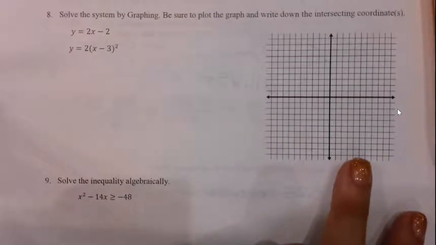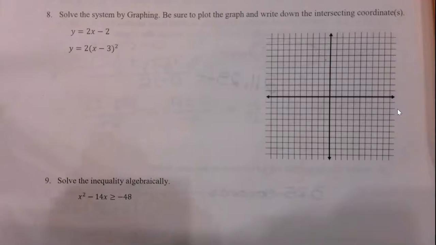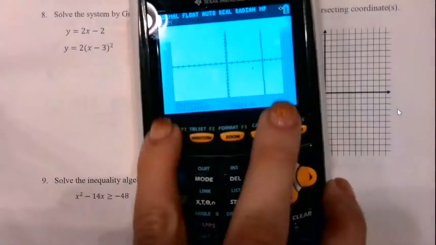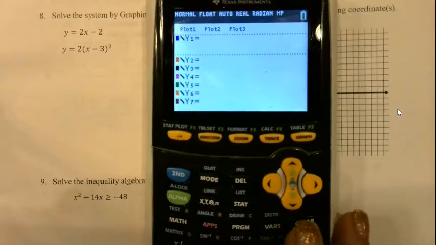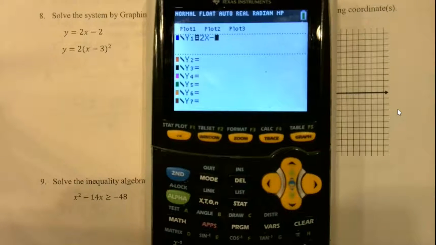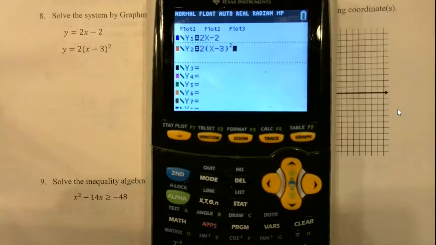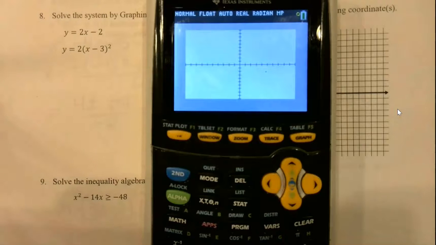Moving on. Number 8 wants me to solve by graphing, and it wants me to plot the graph and write down my intersecting coordinates. So what I'm going to do is go on my calculator. I'm going to go to y equals. I'm going to clear out any equations I have there. And then I'm going to type in the equations that I want to graph for this. Okay, then I'm going to graph it just to see what it looks like. Okay, so the straight line is the top equation, and the red line is the second equation.